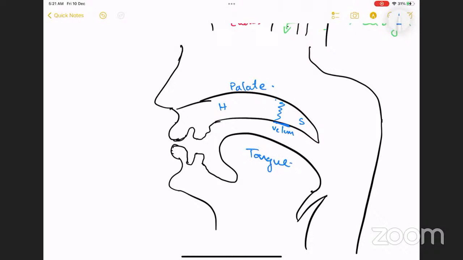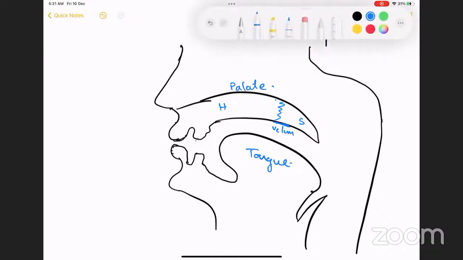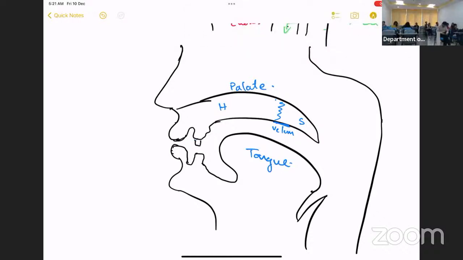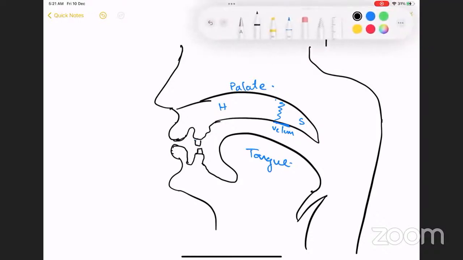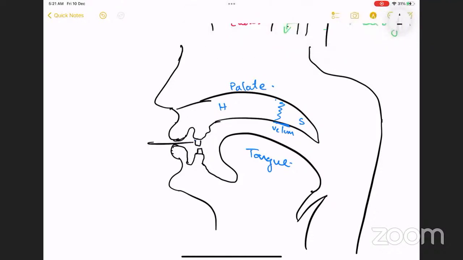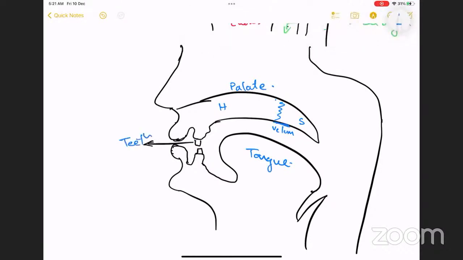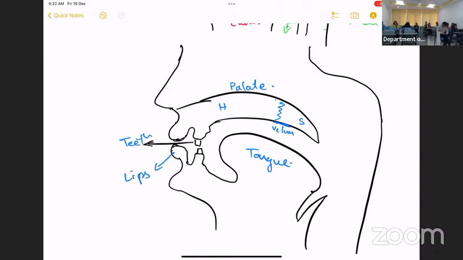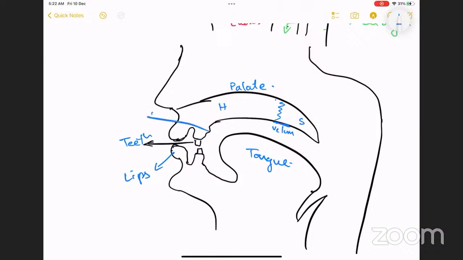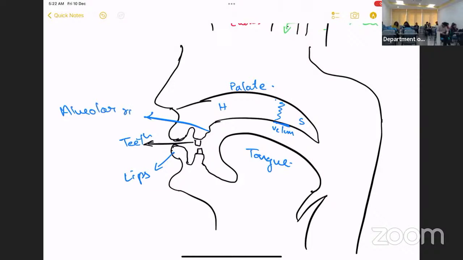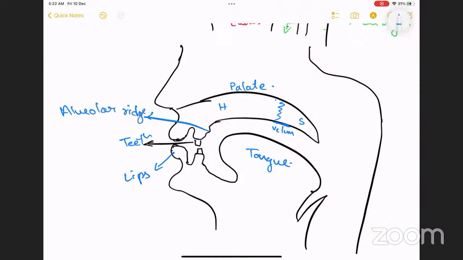And then we have, of course, I forgot to draw the teeth. This is the teeth, and that is also very important. We have the tongue, teeth, and the lips. And one more important thing over here, we have the alveolar ridge. I know it's a little complicated name.